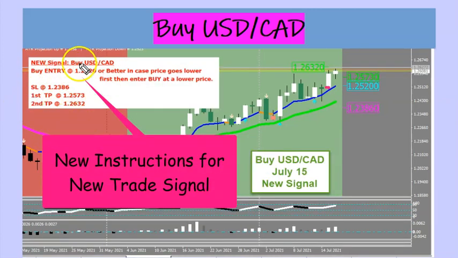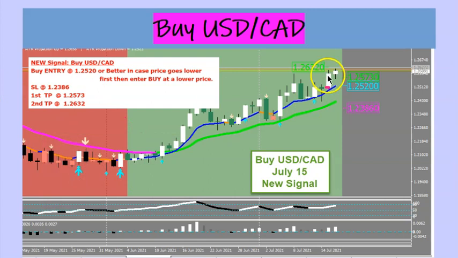I sent out at the end of the day a new buy signal, buy USD/CAD. Here's the entry, 125.20. So I changed the entry just a bit higher to reflect the close of this candle. And the stop loss here, I give you the first take profit target, the second take profit target. You can see that here as well. So here is the entry right there at the close of this candle or the open of this candle. Here's the stop loss, guys. Here is the first take profit target.